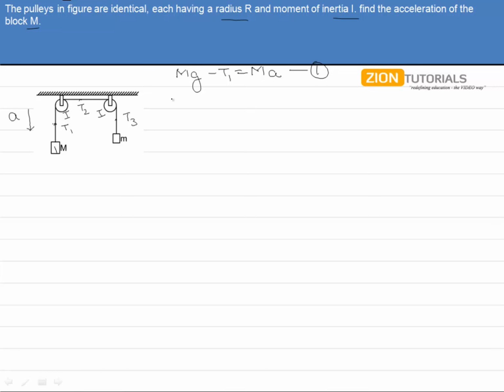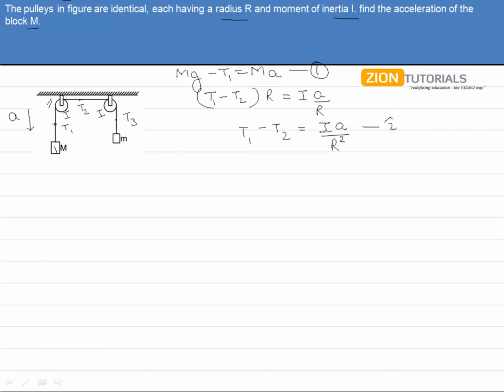Let us now frame the equation for this pulley, for which we can write it down as T1 minus T2, because acceleration is downwards, so it will be having an anti-clockwise angular acceleration. So we will be taking a net force according to that only, right? Into the radius r equals to I into alpha, and alpha is a by r, giving us T1 minus T2 equals to Ia by r square.